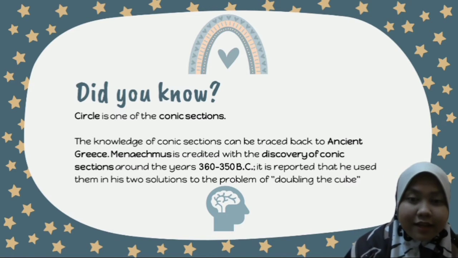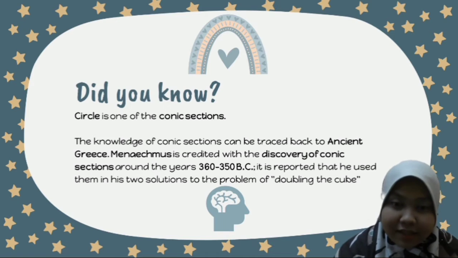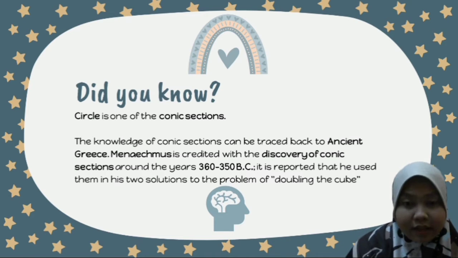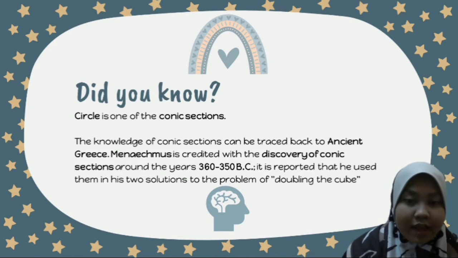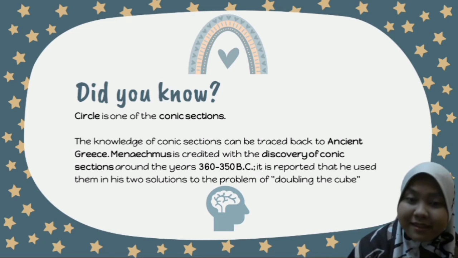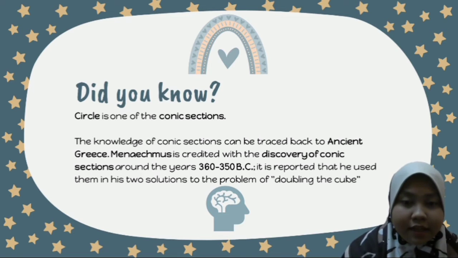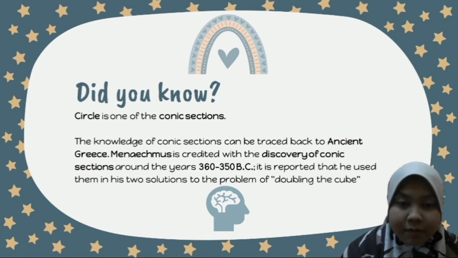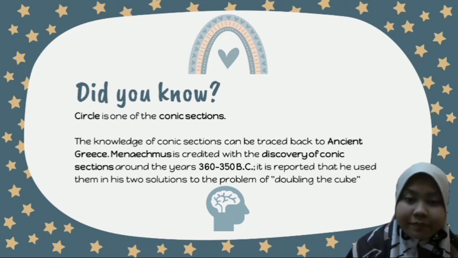Fun fact, did you know that a circle is actually one of the conic sections? The knowledge of conic sections can be traced back to ancient Greece. Menaechmus is credited with the discovery of conic sections around the years 360 to 350 BC. It is actually reported that he used them in his two solutions to the problem of doubling the cube.